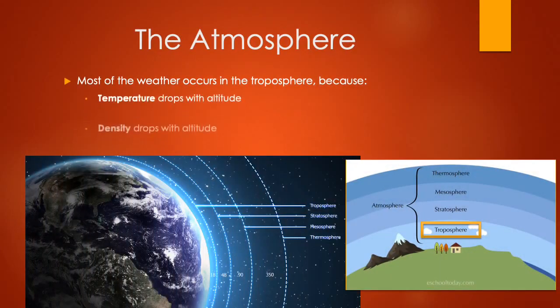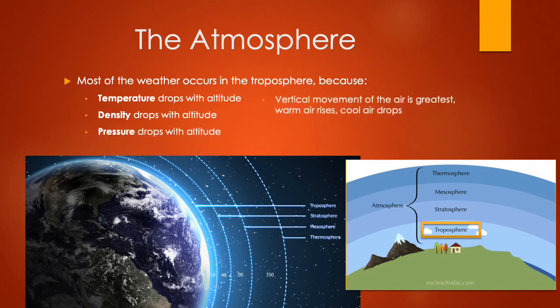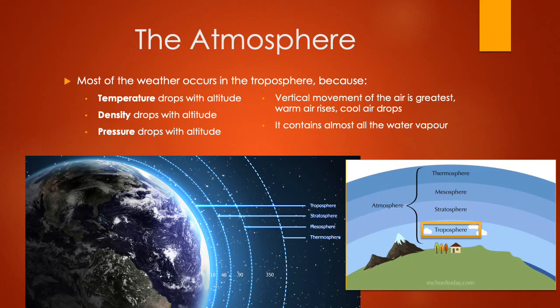And then the troposphere is that lower region closest to the ground. And most of the weather occurs within this region because of a couple of factors. Firstly, temperature drops with altitude. So as altitude increases, the temperature will drop. Density drops, so the density of a parcel of air, so how many air molecules per parcel of air, will decrease with an altitude increase. And also pressure will drop with altitude as well.